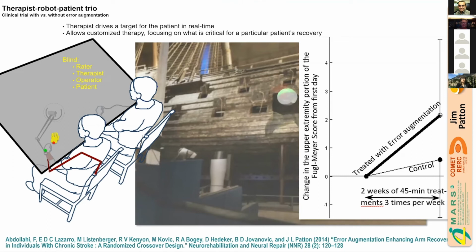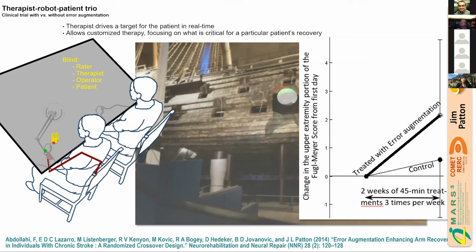And we've shown in a clinical trial, shown here in this figure on the right, that people get better faster and they get better more when they have been treated with this error augmentation treatment. So this is one example in a clinical trial that we've done in our lab.